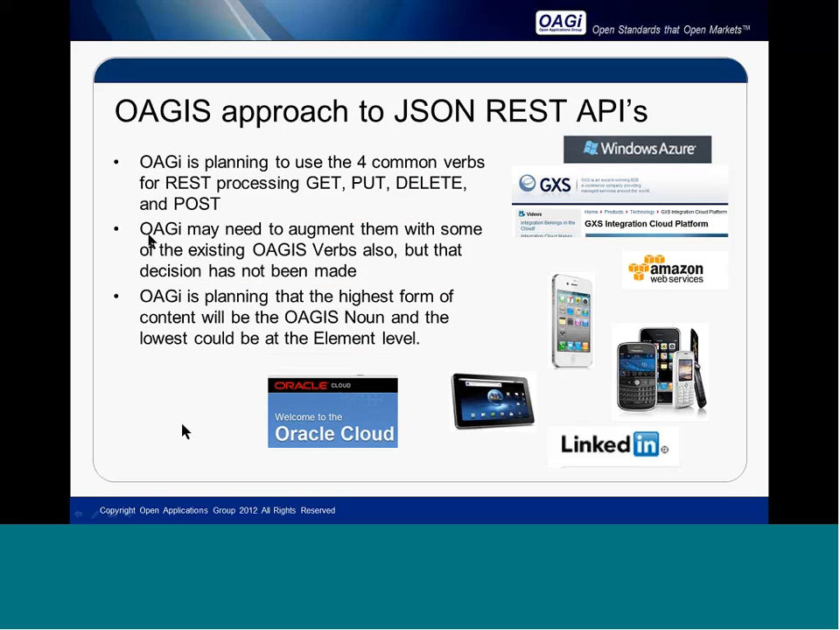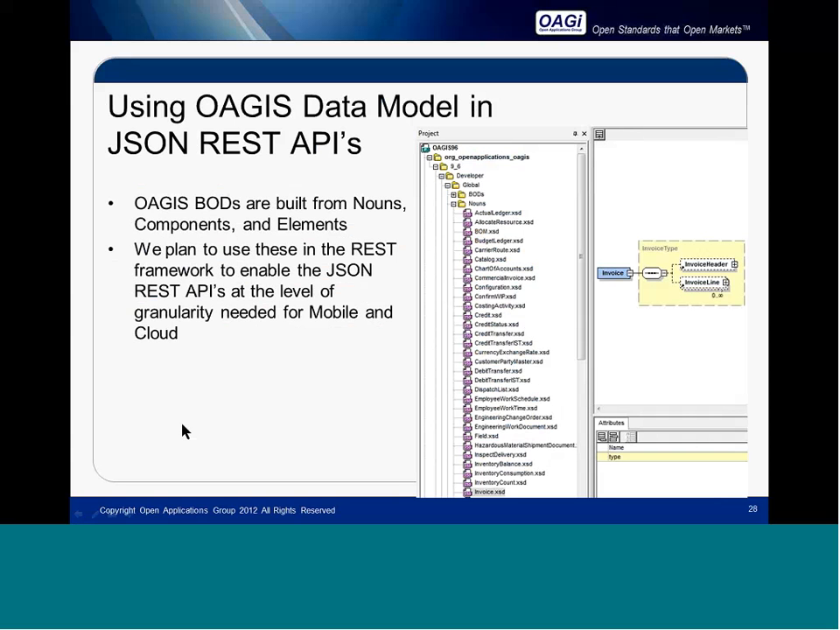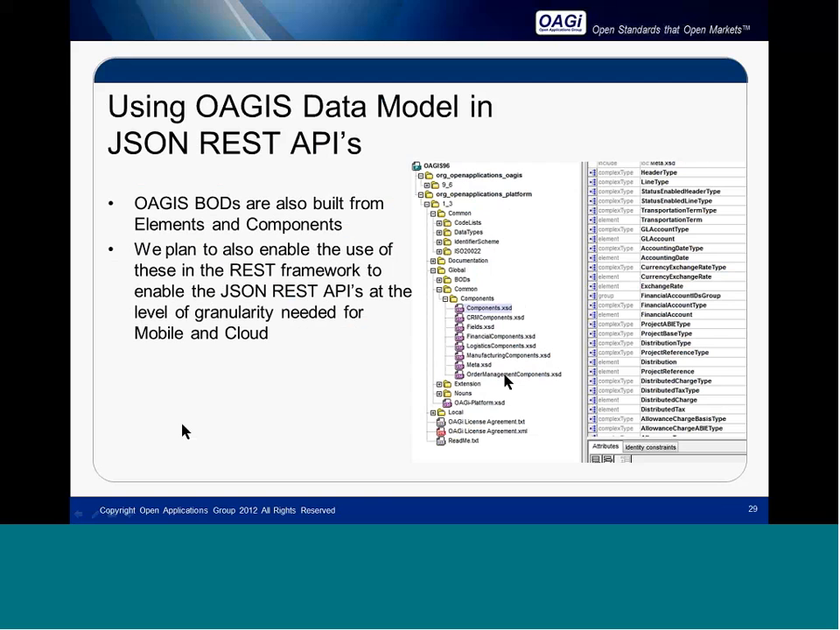And we believe that the highest form of content we'll be using is the noun, but we could go down to as low a level as the element for the fine-grained APIs, most common in the cloud and in mobile. This is just a listing of the nouns for an example, but where we expect to be is down here, and because OAGi is built out at this level, the BODs come from nouns and verbs, and the nouns come from these components.